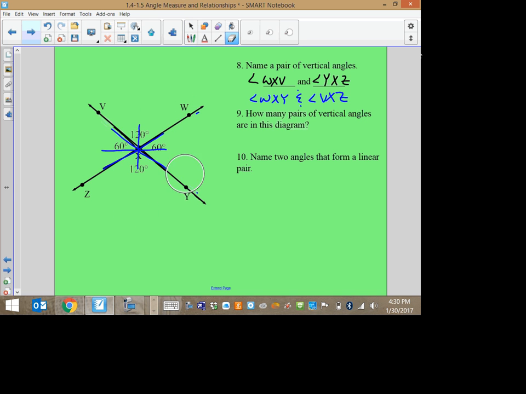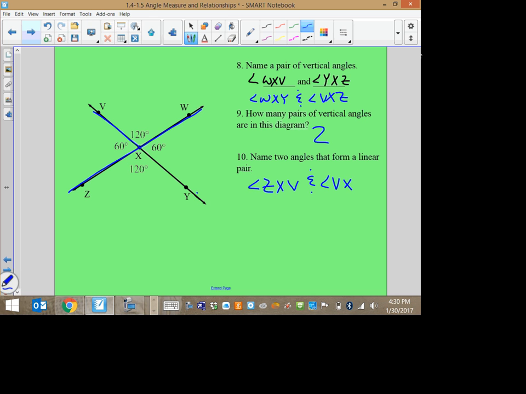How many pairs of vertical angles are in this diagram did we just say? We just named them both, so there are 2. And now name 2 angles that form a linear pair. There are quite a few in here. Think about all of your straight lines. So we have angle ZXV and angle VXW. Note that the linear pair again has to form a straight line and be adjacent.